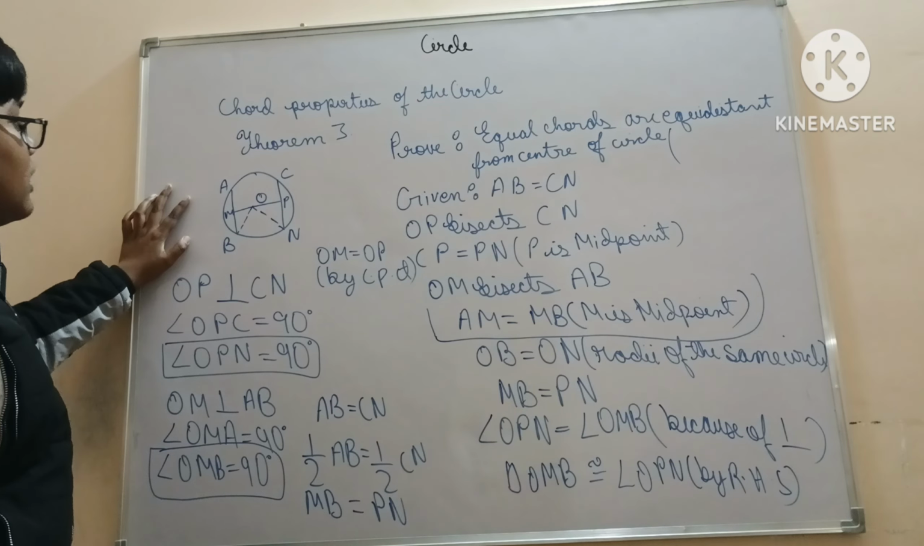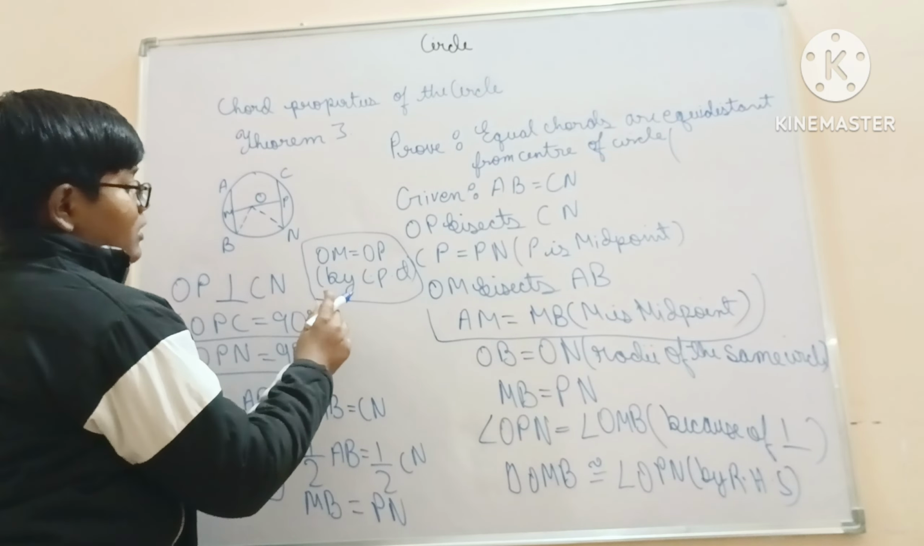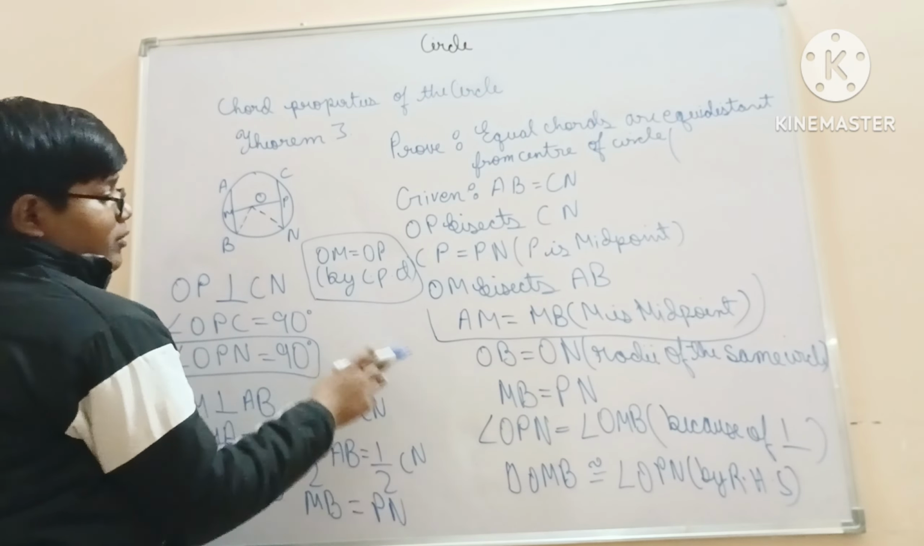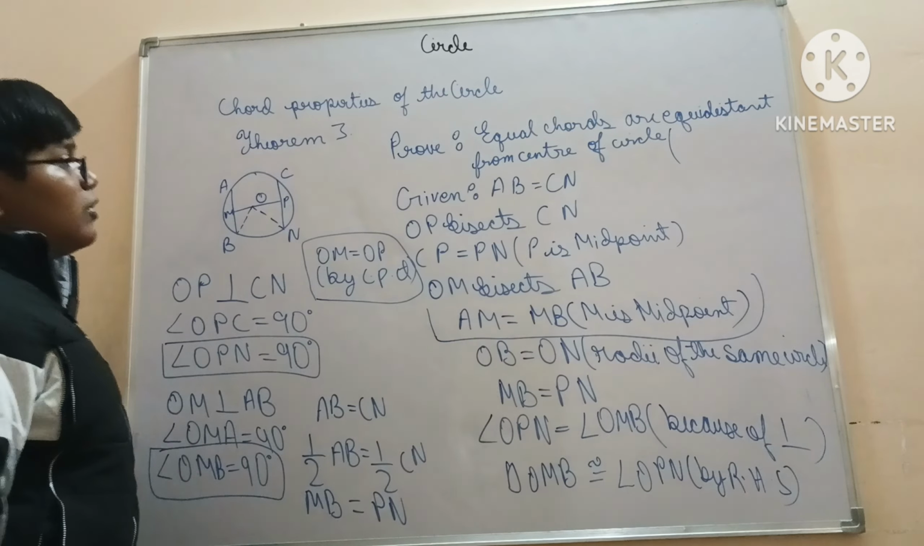We have proven that equal chords are equidistant from the center of the circle, by this, that OM is equals to OP, by proving that both the triangles are congruent, and this is by the corresponding parts of the congruent triangles.